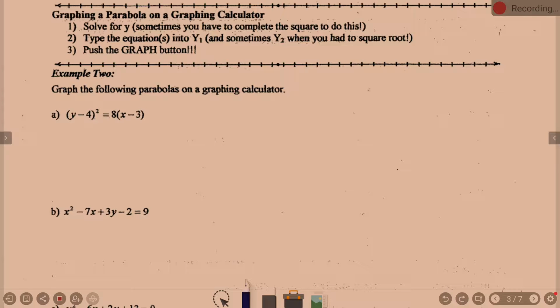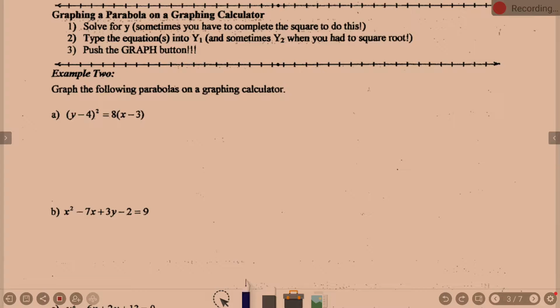So there's a few basic steps up there. Solve for Y. Note, sometimes you might have to complete the square. Hopefully we have time to get to example C here. That will be important. Then it's just typing the equation into Y1. And notice it says, and sometimes Y2 when you have to square root. So there's a hint. And then push the graph button. So let's practice solving these. Each of these 3 examples is a little bit different, so I'm kind of hoping we can get through all of them. We'll see.